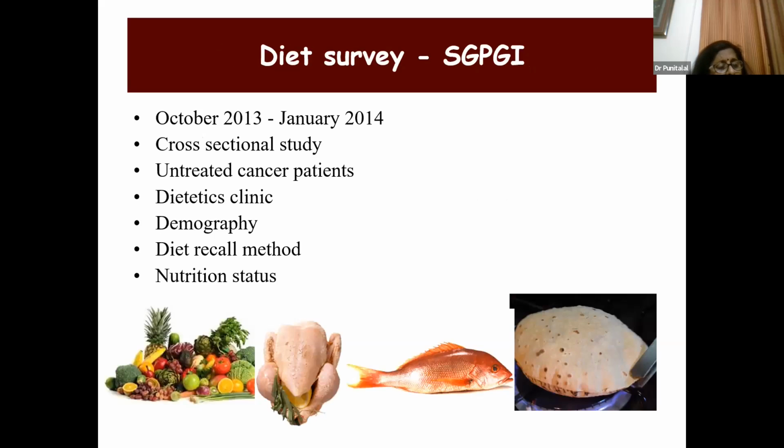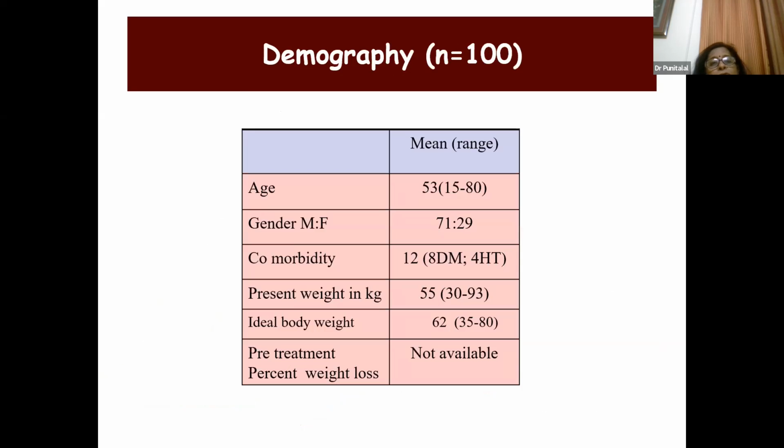So we did a small survey a few years back, a cross-sectional study where we looked at the baseline level of these cancer patients who reported to our dietary clinic, and looked at the demography, their dietary recall and their nutritional status.